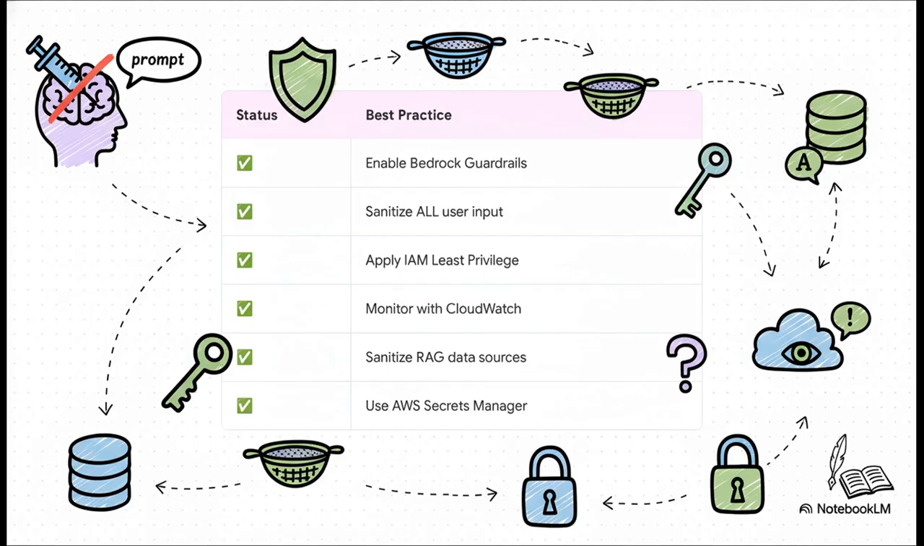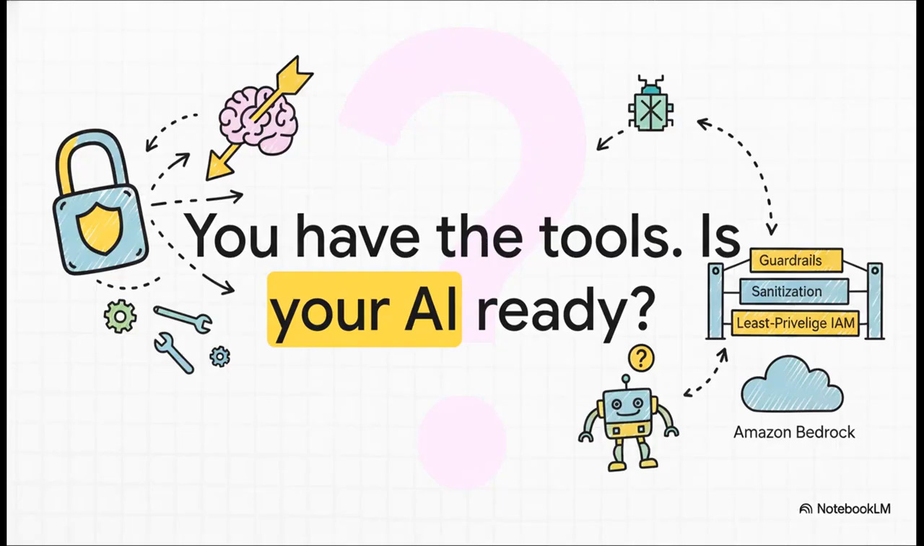If you follow this checklist, you're creating a really powerful defense-in-depth strategy. Look, building with generative AI is an absolutely incredible journey, but building it securely, that's our responsibility as developers. AWS gives you the tools you need, so the only question left is, is your AI ready? Now go build something amazing and make sure it's secure.